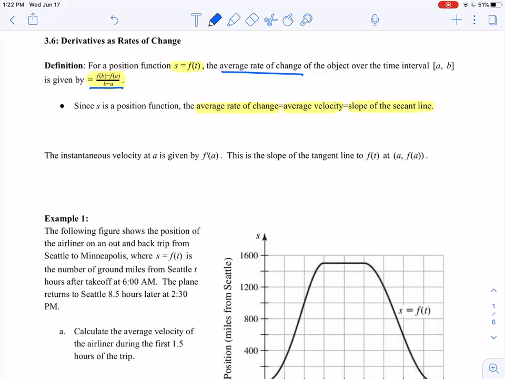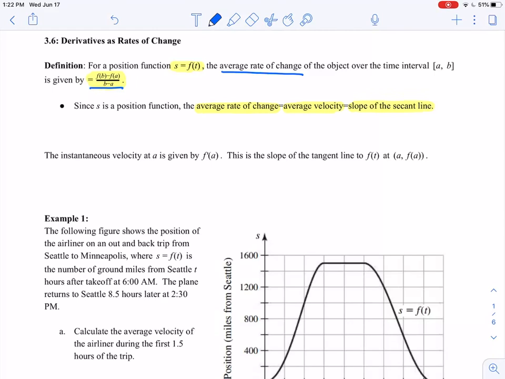So whether we're talking about average rate of change, which is probably the most general version, average velocity, where we're looking through the lens of this being a position function, or slope of the secant line, where we're talking about this graphically, they're all referring back to this guy right here.